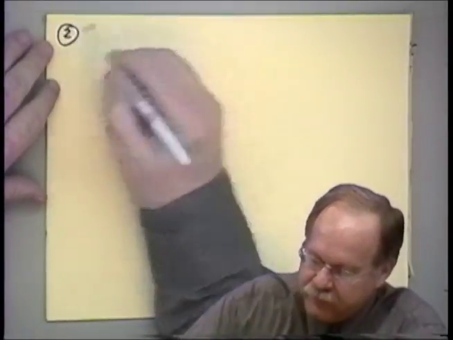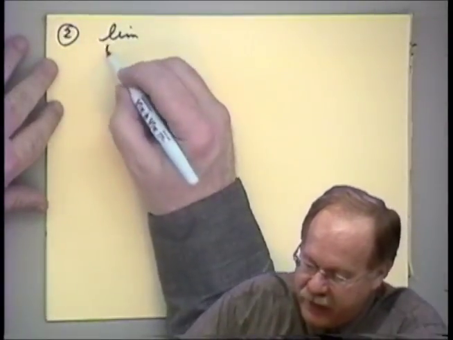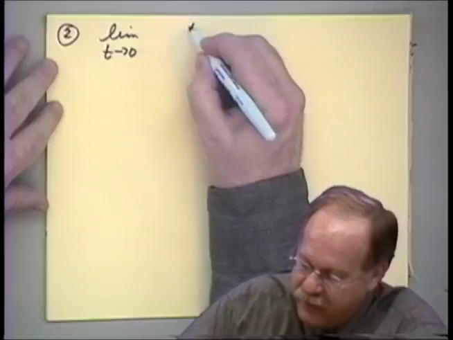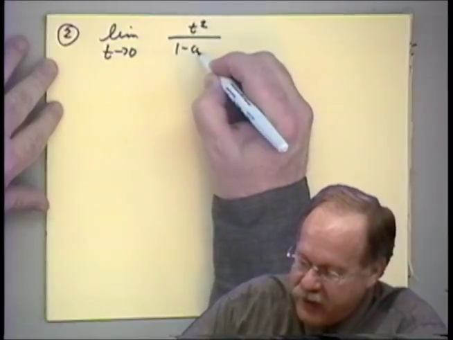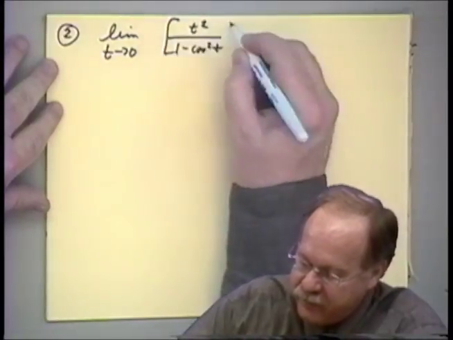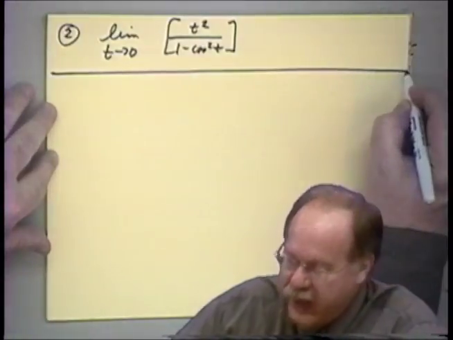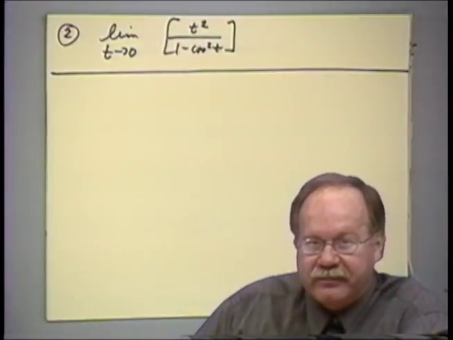So let's try another one. Here is a limit as t goes to 0 of t squared over 1 minus cosine squared t. Go ahead and try that, and I'll be back.